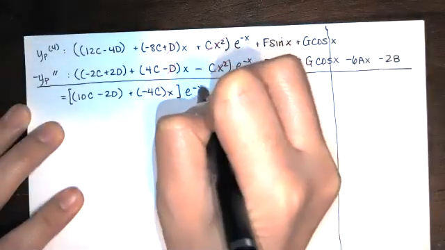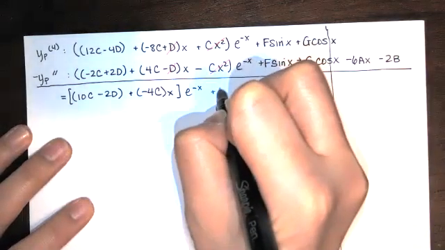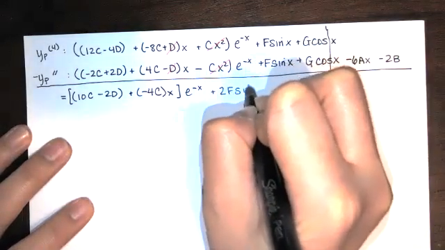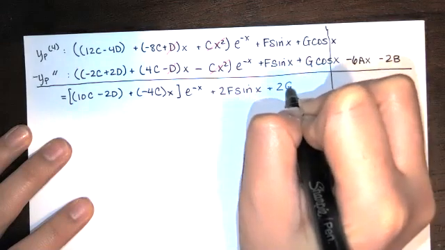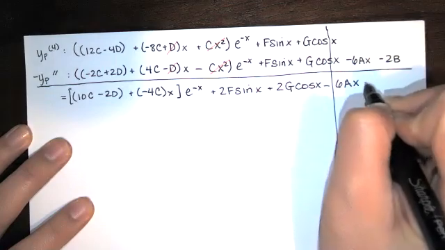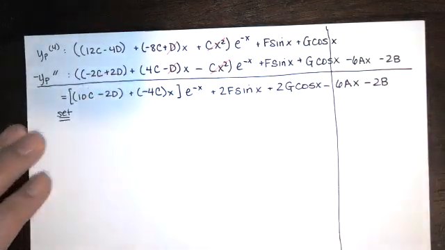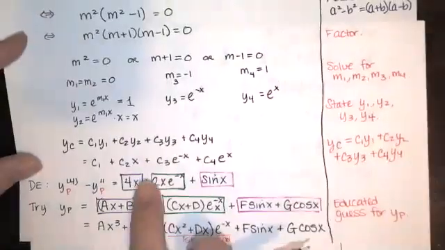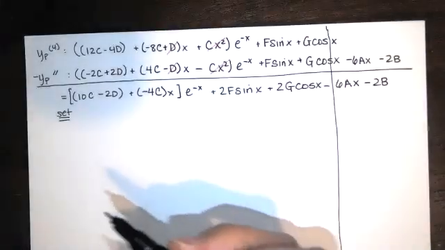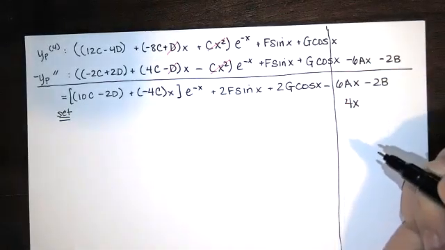All of these are multiplying that e to the -x. And then I've got 2f sine of x plus 2g cosine of x minus 6ax minus 2b. And we're setting this equal to the right-hand side of that differential equation, which was this, 4x, and I'm lining up those like terms.